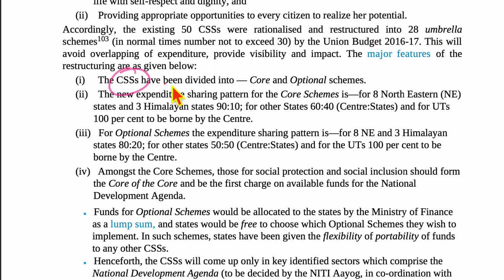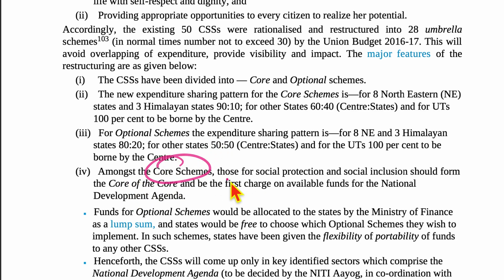The CSS has been divided into core and optional schemes. The new expenditure sharing pattern for the core scheme for the 8 northeastern states and 3 Himalayan states is 90:10 for states, and for other states it is 60:40, and for union territories 100% to be borne by the center. For optional schemes, the expenditure sharing pattern is 80:20 for the 8 northeastern states and 3 Himalayan states, 50:50 for other states and UTs, with 100% borne by the center.